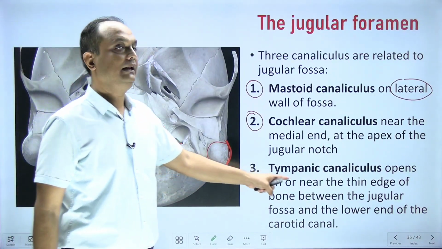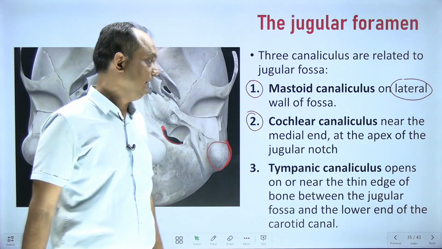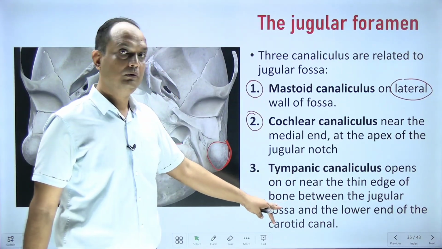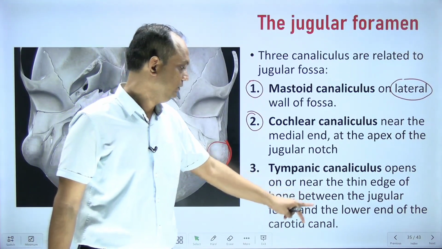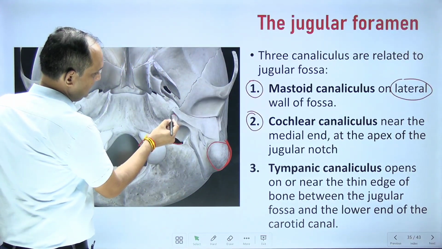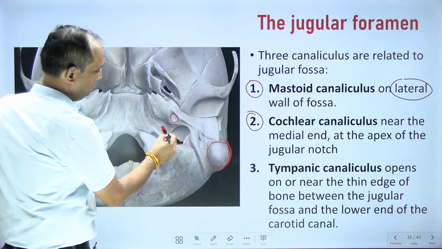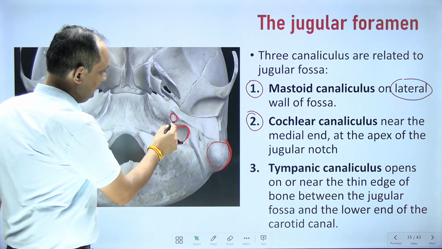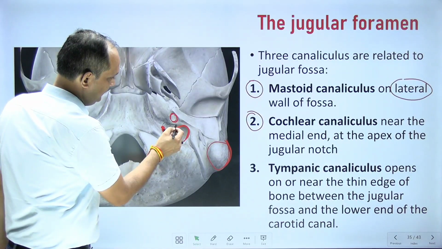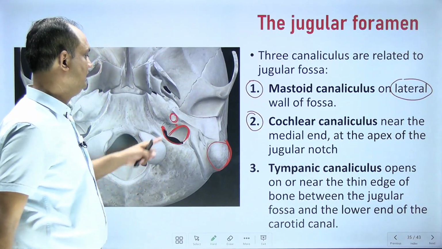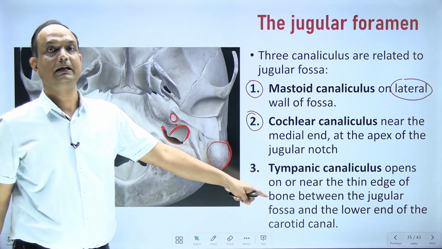Then you will have the tympanic canaliculus. Now this tympanic canaliculus opens near the thin edge of the bone between the jugular fossa and the lower end of the carotid canal. So when you see the carotid canal, this is the carotid canal and this is your jugular fossa. Now in between them you have this thin bony plate. On this thin bony plate, you have a very small opening, and this opening is known as the tympanic canaliculus.